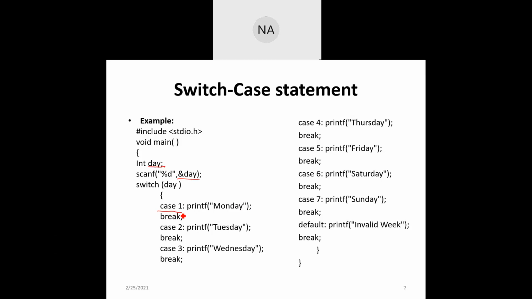So case 1 is the first possible value of the day. If 1 is entered for the day variable, we will print Monday, and then the break statement. Then the second case, in which the value is 2, and the corresponding day is Tuesday. And you can see at the end that there is also a default case. If some value other than 1 to 7 is entered, then the statement associated with this default case will be executed.